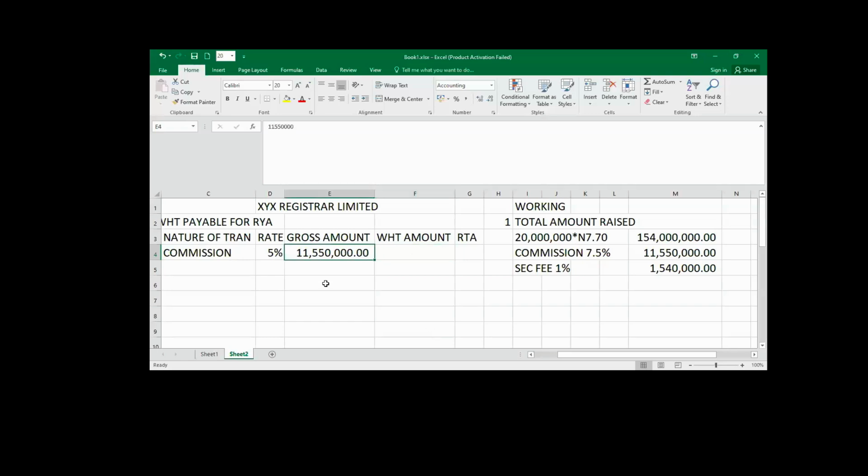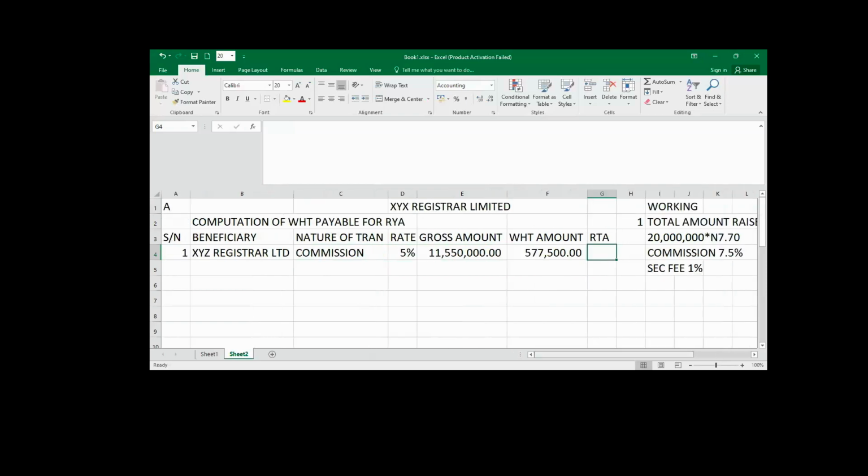So the withholding tax amount will simply be 5% of 11,550,000. That will give us 577,500. So who will now be the relevant tax authority for this transaction? The relevant tax authority will be FIRS. That is the first one.